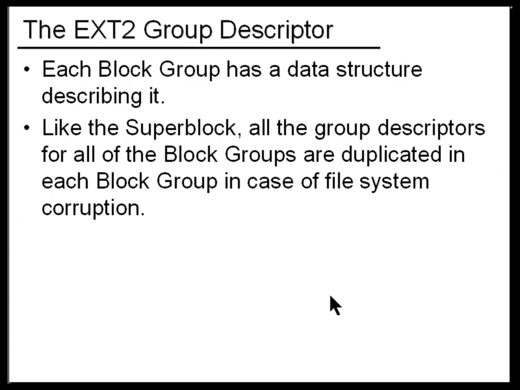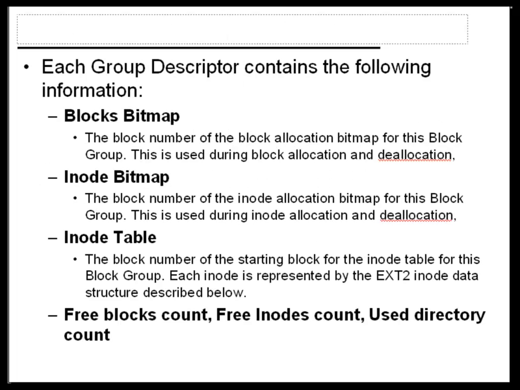Now let's talk about the group descriptor. Each block group has a data structure describing it. And like the superblock, all the group descriptors for all the block groups are duplicated in each block group in case of file system corruption. Each group descriptor contains information on the block bitmap, which is the block number of the block allocation bitmap for this block group. This is used during block allocation and deallocation. The inode bitmap is the block number of the inode allocation bitmap for this block group, which is used for allocation and deallocation, and there is the inode table. It also contains free block counts, free inode counts, and used directory counts.